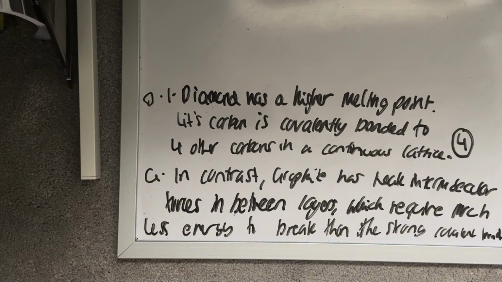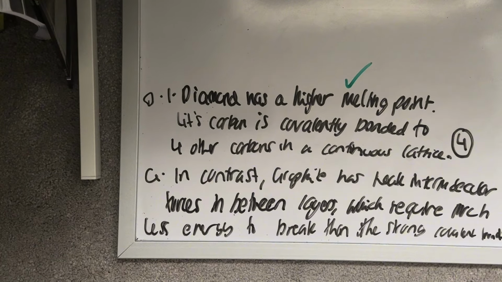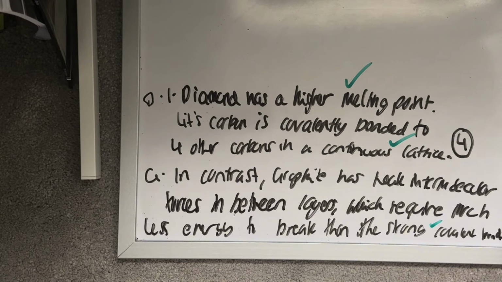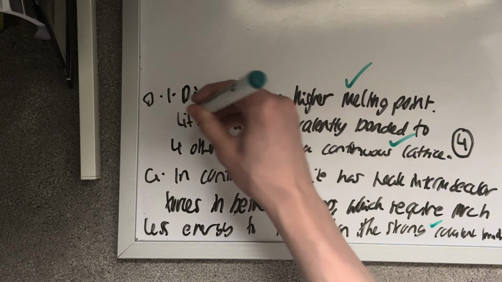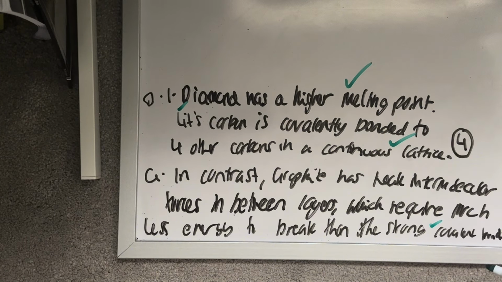But diamond has the higher melting point, so we can already give ourselves 1 mark, as it forms a continuous lattice. So we've mentioned continuous lattice, where all atoms are held together by strong covalent bonds. I've mentioned strong covalent bonds there, but I've also mentioned the 4 atoms there, so that's definitely another mark. So we have 3 marks at the moment.